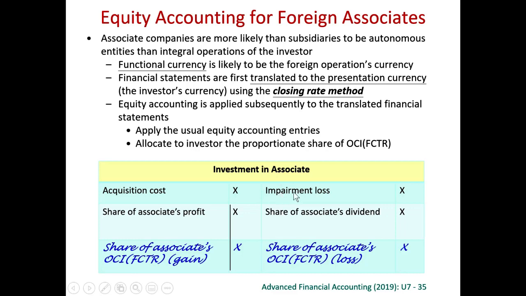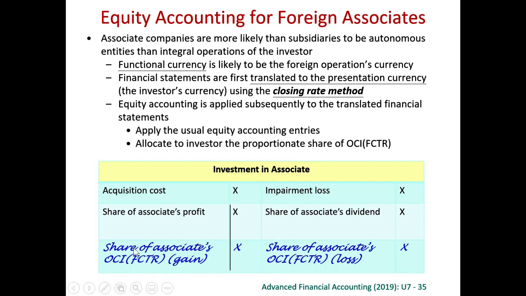If there has been any impairment loss, we credit investment in associate and debit share of associate's profit. If we share the associate's dividend, we credit investment in associate and debit away the dividend income that we have recorded in our own financial statements. This is the usual case, but don't forget, if there has been any translation from the functional currency into the presentation currency, there may be a translation reserve.